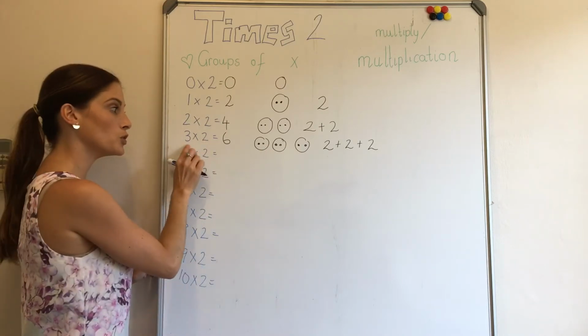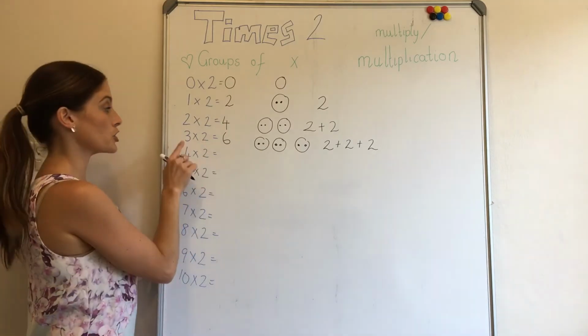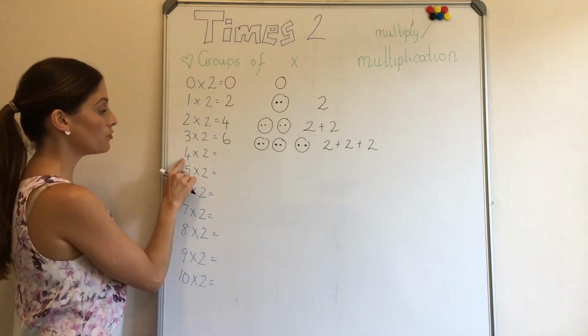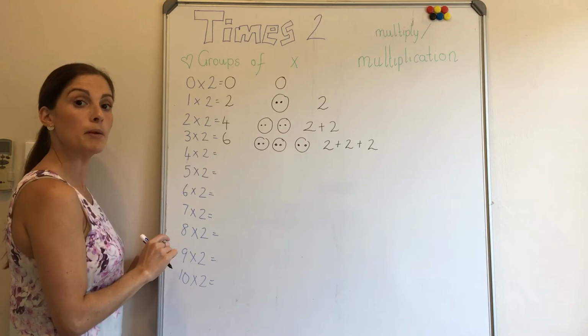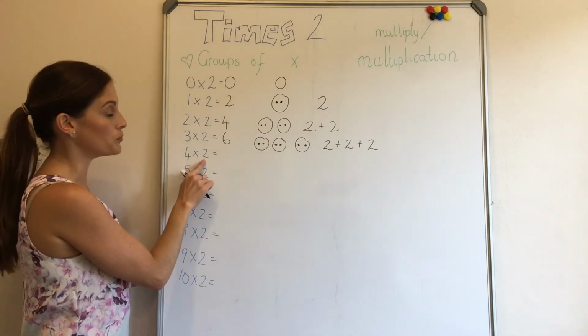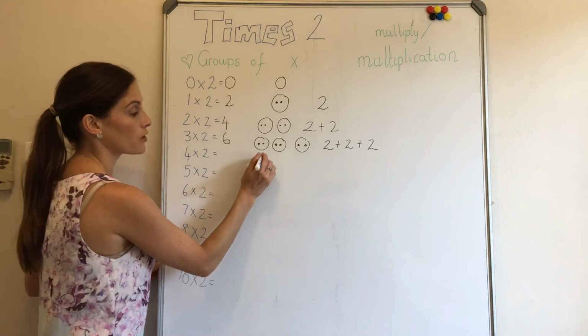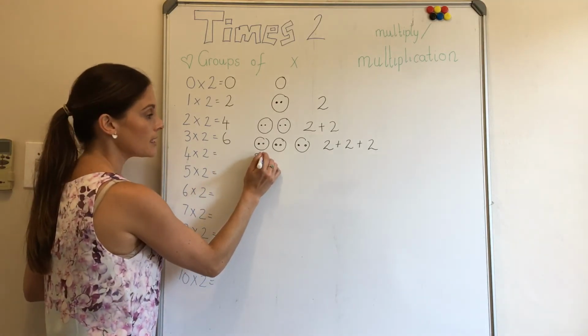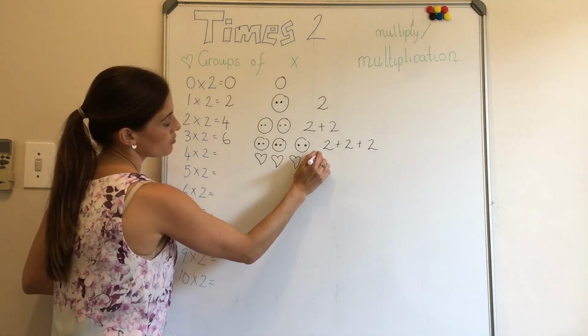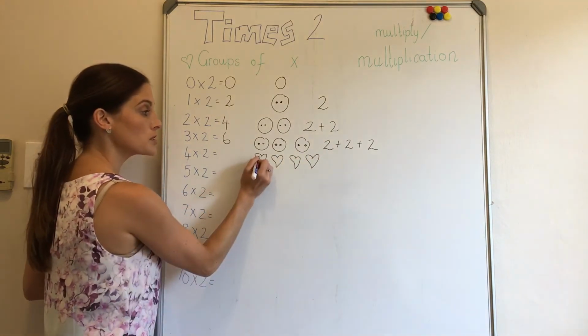And remember, if you don't know how to do the times sum, you're just going to draw 3 little groups of 2. Now we're going to do 4 times 2. Remember, that means 4 groups of 2. So let's draw our picture first. We've got our 4 groups. Remember, your groups can be anything. So 1, 2, 3, 4. You got your 4 groups of 2.